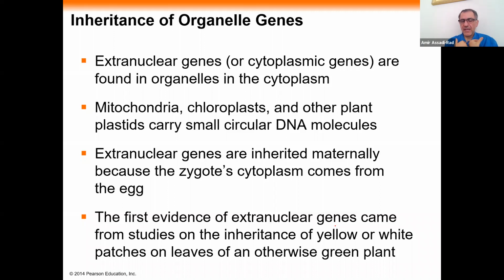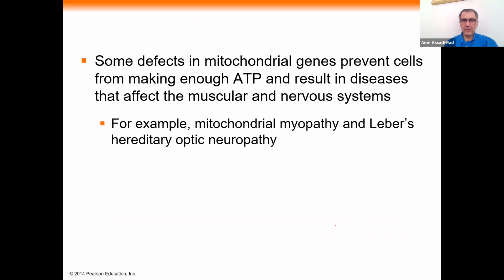It's all female mitochondria. So I do not have any of my mitochondria from my dad. All of my mitochondria is from my mom. And that is true for all of you guys. Everybody's mitochondria is from their mom. And they can detect some of the historic events with that, but that's different. The first evidence of extranuclear genes came from studies of inheritance of yellow.